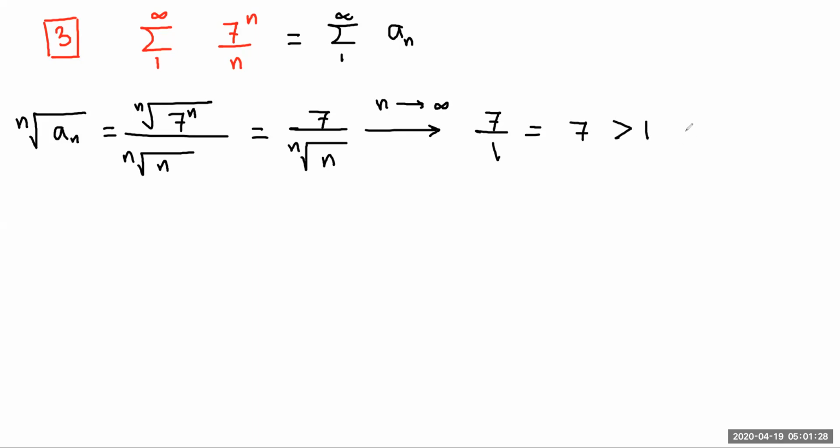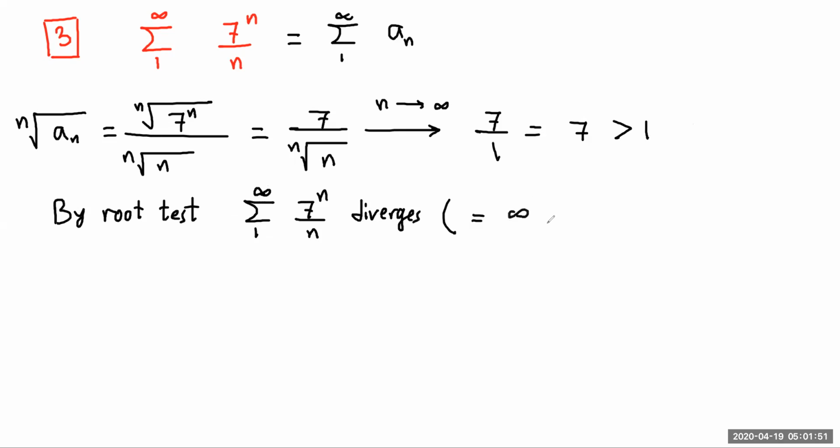Now using the theorem of root test, by root test, we have sigma 7 power n over n from 1 to infinity diverges. Or you can write this sum equals infinity.